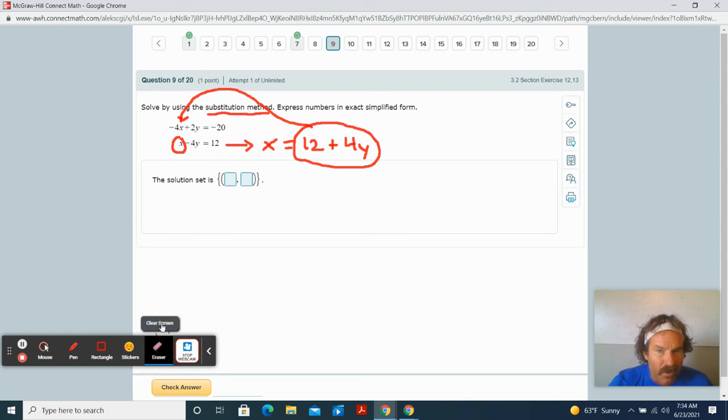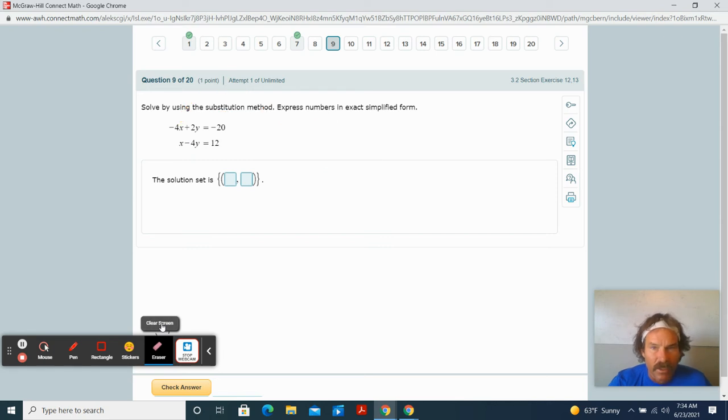I will be going over more problems like this in the Zoom lecture later this morning. Okay, 7 through 14 all deal with the substitution method.